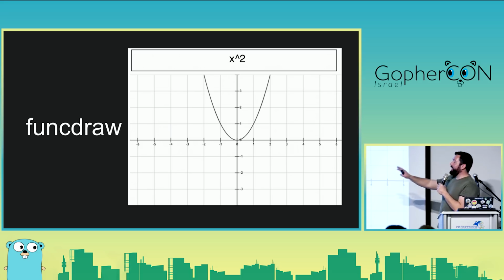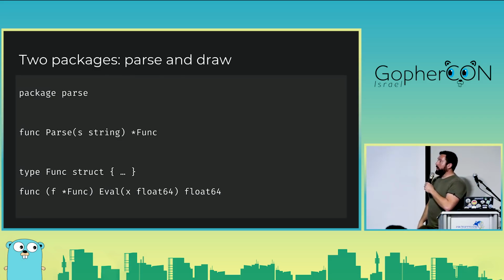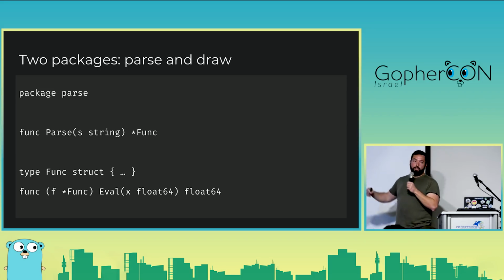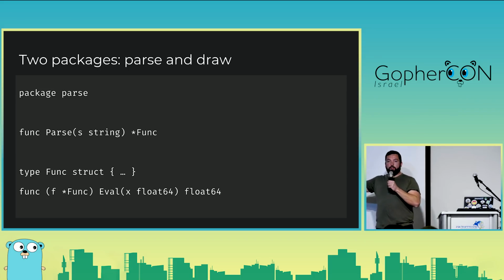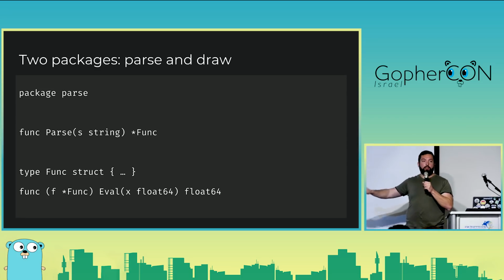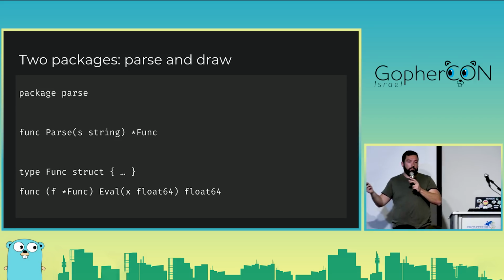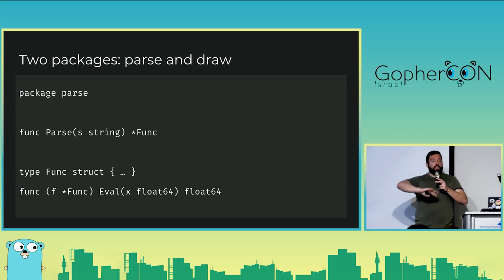So anyway, we have func draw, and func draw has a thing that reads a function and it draws it. Amazing. So the way I implemented it, I had this package parse that given some string returns a type func. And then that type func has a function eval that given a float returns a float. So basically you're reading a function and then you can call it. That's it. What's inside func? It's magic. You don't care.